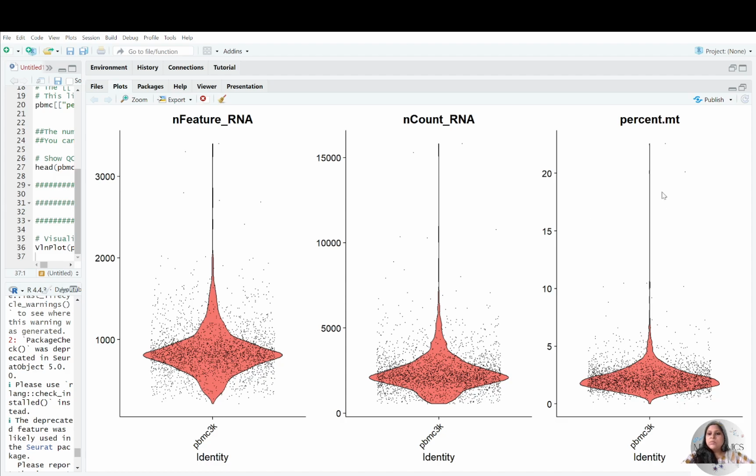Now why do we look at percent mitochondrial gene expression? Cells which are nearing their death, cells which are already dead, not viable, or under stress will express mitochondrial genes. A higher percentage of mitochondrial genes suggests they are not viable cells and their health is poor, right? So it's good data that most of the points are concentrated between 0 to 5 percent.